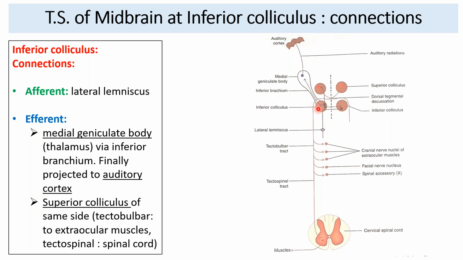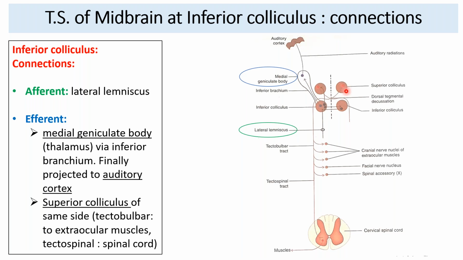The inferior colliculus is going to receive afferents from the lateral lemniscus. This is the pathway of the lateral lemniscus. Remember, we have just seen the lateral lemniscus at all the sections. So the lateral lemniscus is sending afferents to the inferior colliculus, and the efferents of the inferior colliculus are going to go to the medial geniculate body via the inferior brachium, which further finally projects to the auditory cortex through the auditory radiation, involved in the auditory impulses.